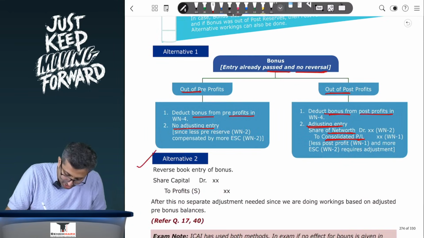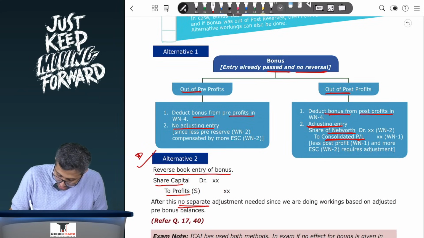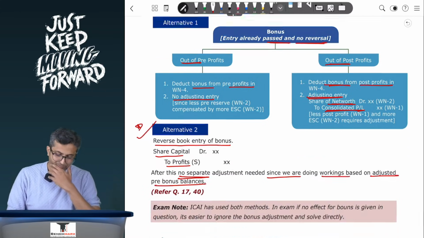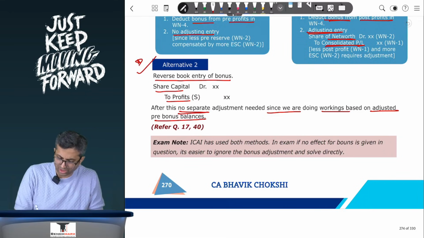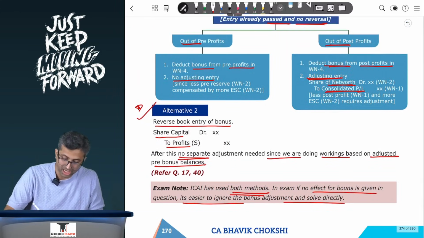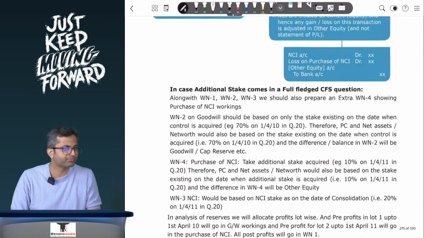Easier would be, I would prefer alternative 2, where I reverse the entry for bonus altogether initially, that is share capital account debit to profits. After this, no separate adjustment is needed since we are doing workings based on adjusted pre-bonus balances only. Okay, so this is pertaining to bonus. ICAI has used both methods in the exam. If no effect for bonus is given in the question, it is easier to ignore the bonus and solve it directly. That is what I personally prefer. If I were to solve, I would prefer using alternative 2, though both alternatives are possible.